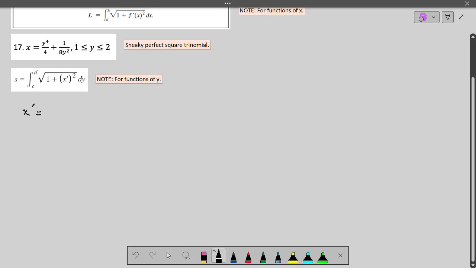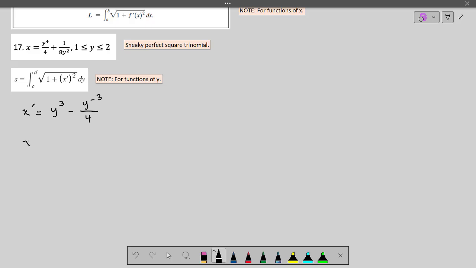Bring down the 4, it cancels with the denominator, subtract 1 from the exponent. Here we're going to think of this as y to the negative 2. So we bring down the negative 2, and it cancels with that 8 and gives us a 4. When we subtract off 1, we get y to the negative 3. So there is our x prime.